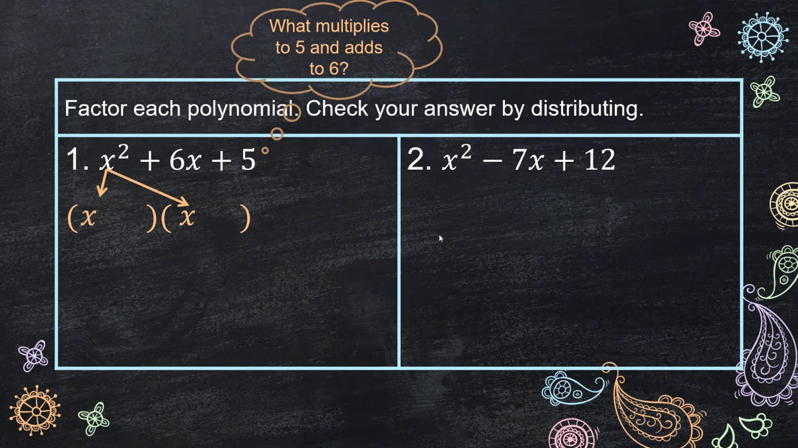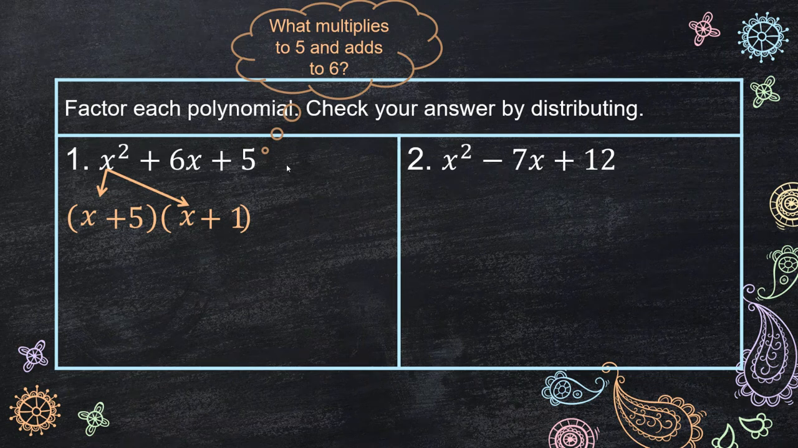This one's even easier yet because 5 is a prime number. So what are our only options? What are the only two numbers that multiply to 5? That would be 1 and 5. Those also happen to add to 6. So those are the numbers that go directly into our factors. Okay? We don't have to split up our x term and factor by grouping. The answer to that question goes directly into your factors.